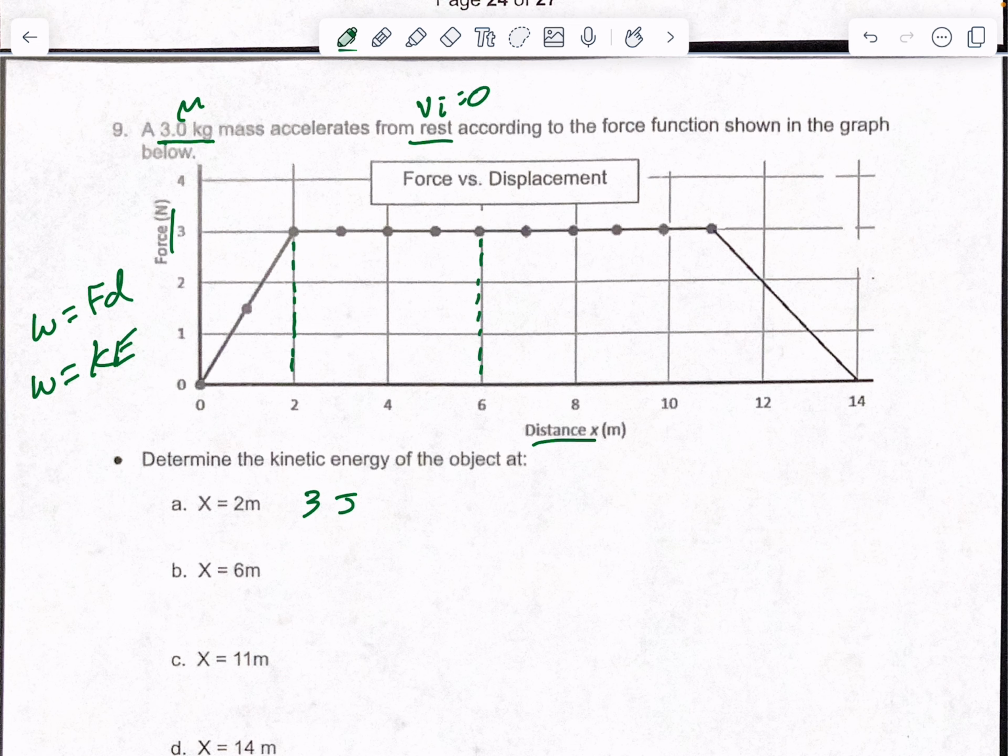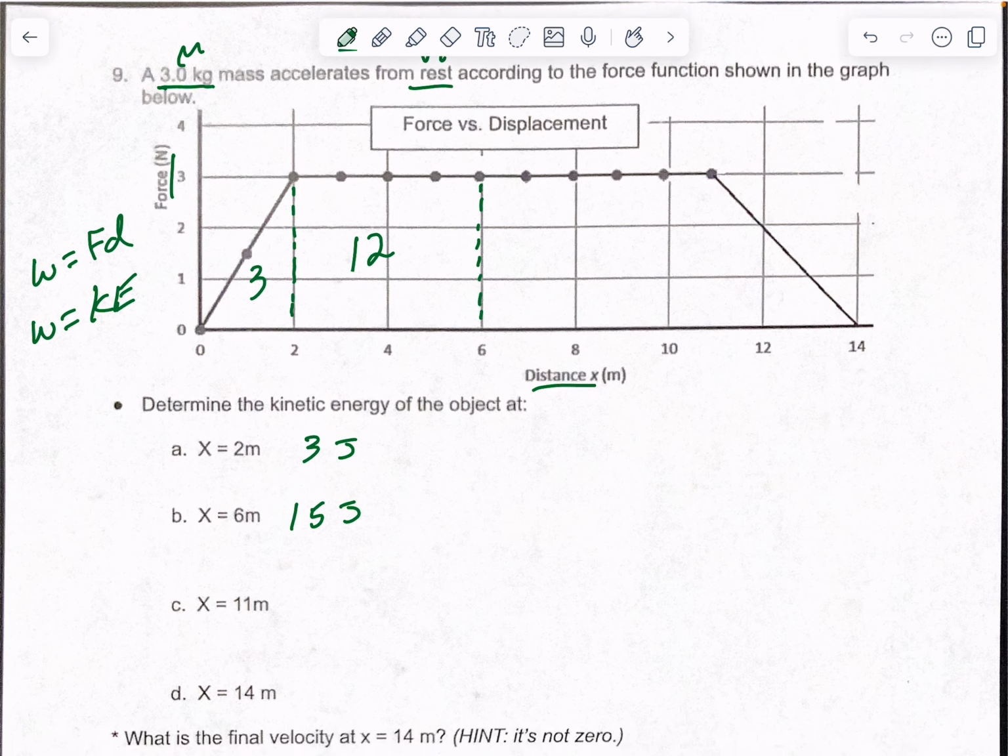So now we've got a square. This little triangle is 3. Our base is 4, our height is 3. So that means our little square right here is 12 joules. So add all that up, and you get 15 joules at 6 meters.